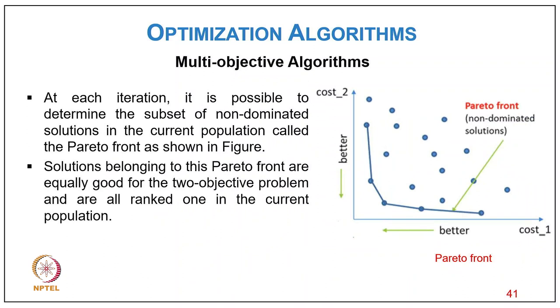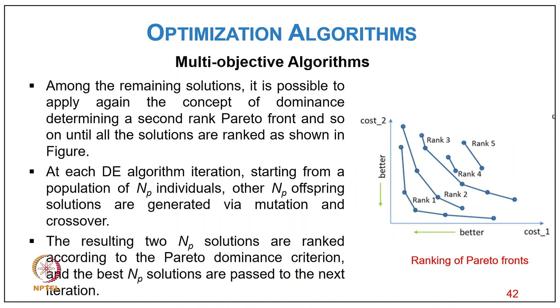Now coming to each iteration, it is possible to determine the subset of the non-dominated solutions in the current population, called the Pareto front, as shown in the figure. Solutions belonging to this Pareto front are equally good for the two-objective problem and are all ranked one in the current population. Among the remaining solutions, it is possible to apply again the concept of dominance, determining the second-rank Pareto front, and so on until all the solutions are ranked as shown in the figure.